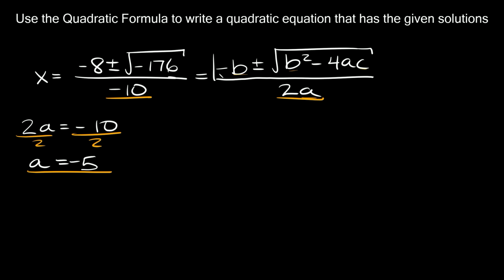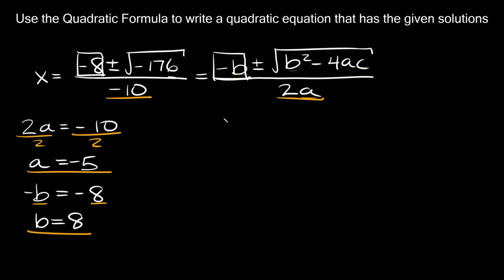Well, here we know that -b is equal to -8. Okay, so we can just set -b equal to -8. So we can see that b is simply equal to 8, right? So we could say that b is equal to 8.